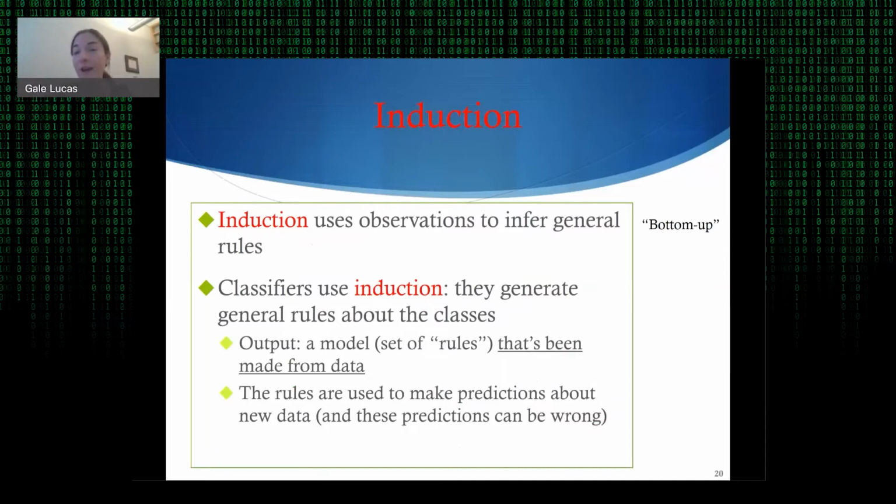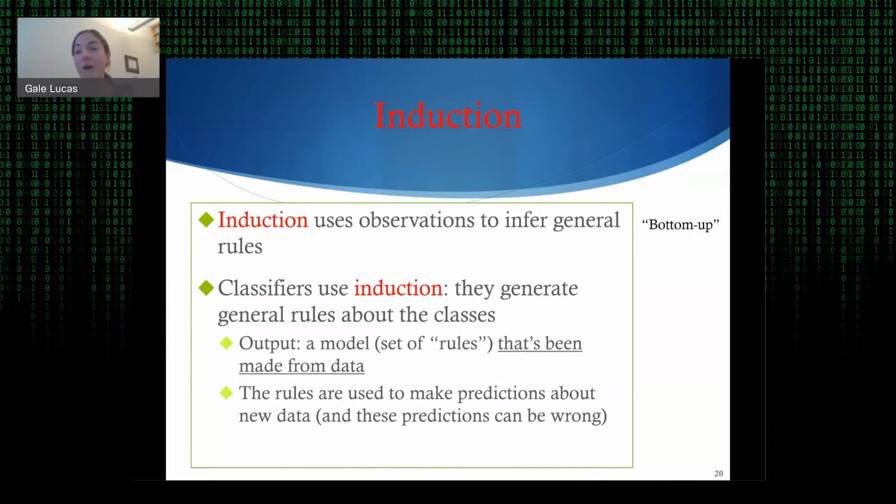We want to create a rule that we can use when we have new data. We can use that algorithm to predict whether the new instance applies to the one class or the other class, or if we have more than two classes, a third class. So remember that induction, like Sherlock Holmes, uses observation to infer general rules.